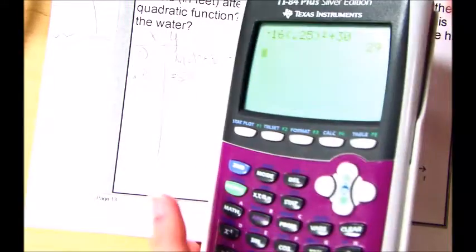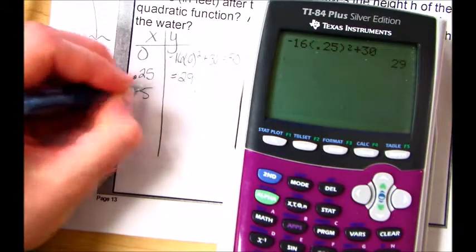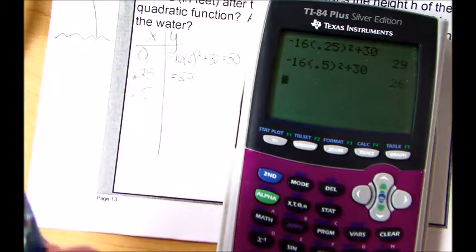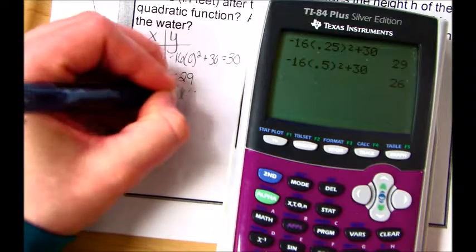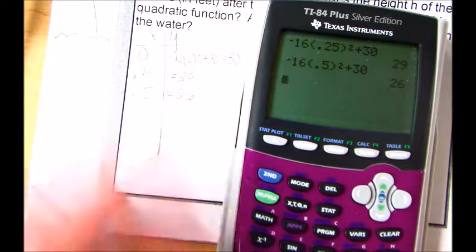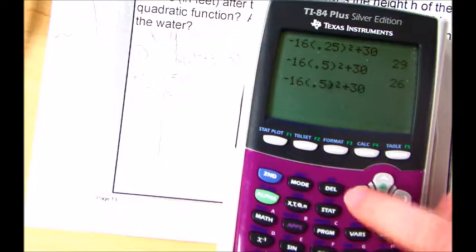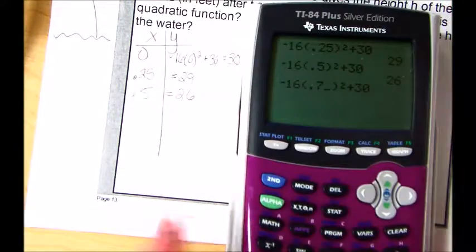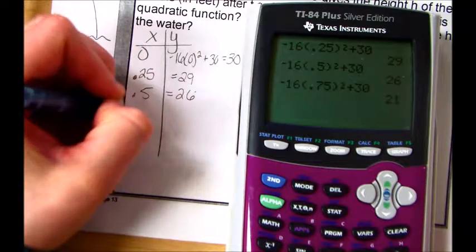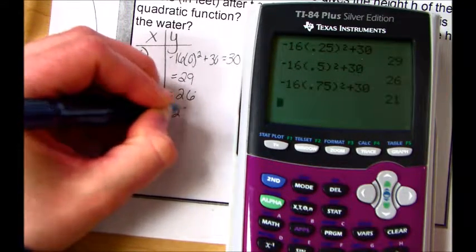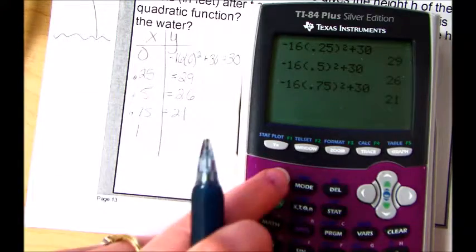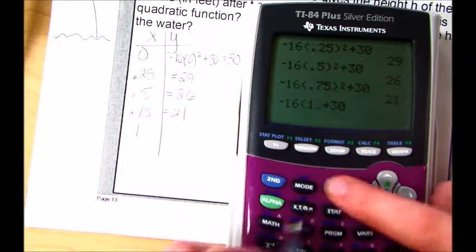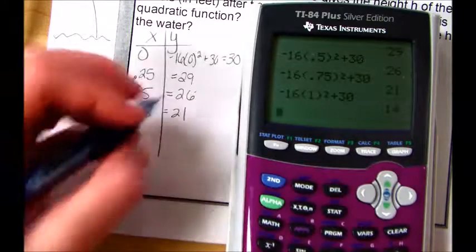What do they want us to plug in next? 0.5 is on my list. Okay, so I'm going to cheat. I have a nice little calculator. Let's plug in 0.5. I get 26. So after half a second, it's at 26 feet. Plug in 0.75. I think that's next on my graph. Yep. 21 feet. Plug in 1 second. Ready? Plugging in 1 second is 14 feet.